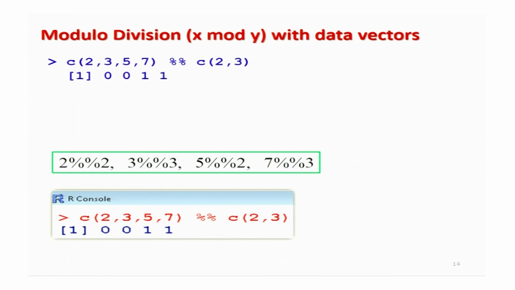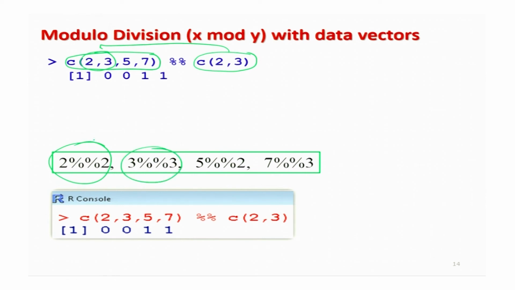Now in case I try to take both the parts as data vectors, the first data vector is C(2, 3, 5, 7) and the second data vector is C(2, 3). I can also take the second data vector of the same length, but now you know how it is going to be operated. There is no issue in understanding. So now this C(2, 3) will come over here and will be operated for the modulo division like this: 2 will be operated over 2 and 3 will be operated over 3.